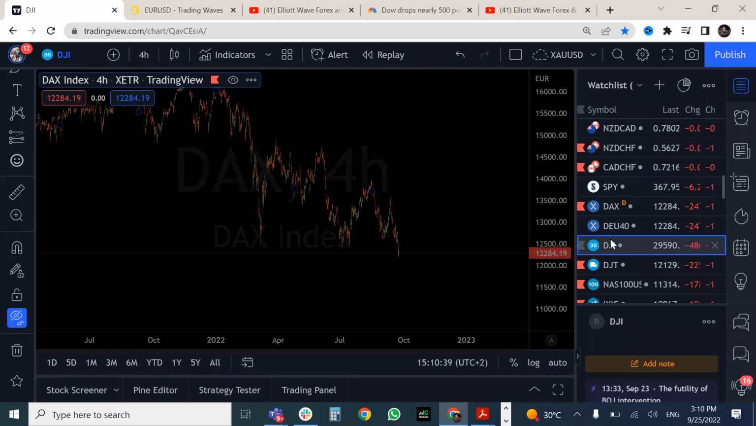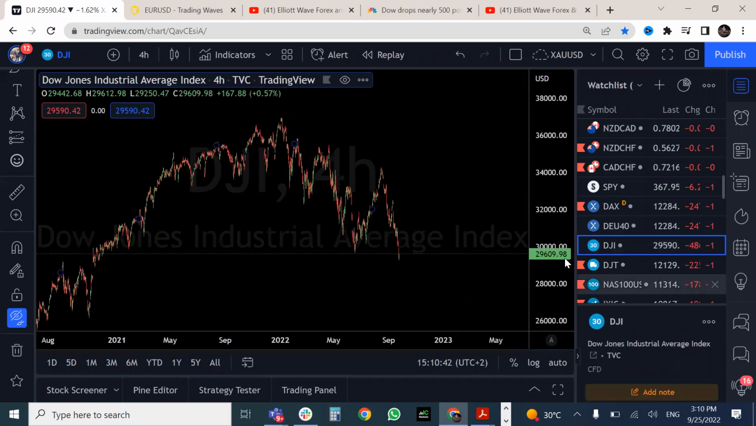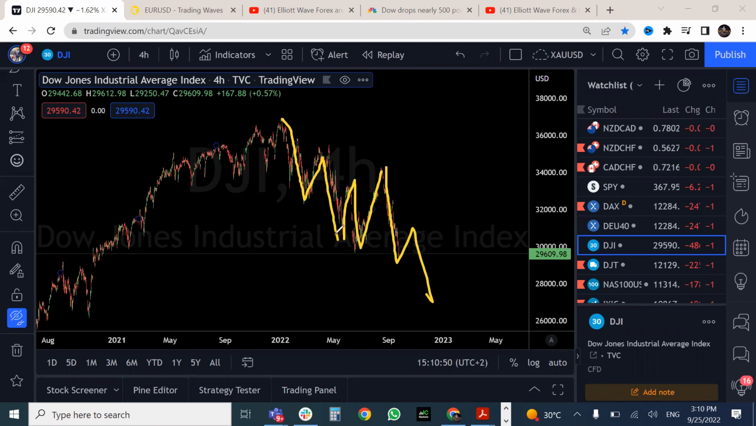Dow Jones, same as the S&P 500, nothing has changed. We'll also make a similar structure as this, 1, 2, 3 here, 1, 2, 3 there, and 1, 2, 3 to make this WXY, if it is a corrective structure in the higher degree.